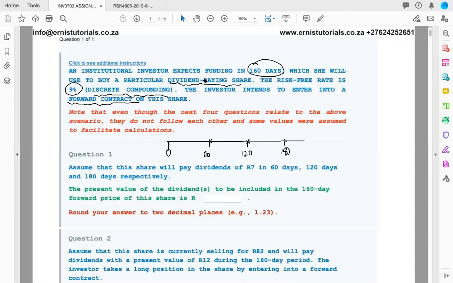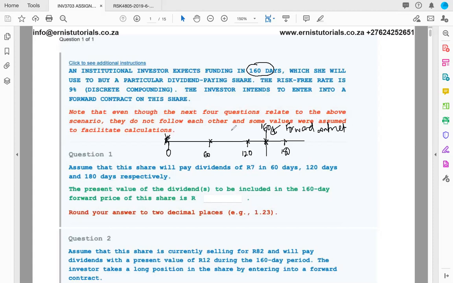And then we've also been told that we want to enter into a forward contract that expires in 160 days. Okay, so you want to buy a share in 160 days. You're expecting money in 160 days and you want to buy some shares, but you're afraid that the share price for that share will be too expensive for you to buy. So you want to lock in the price today. So you want to exercise your forward contract after 160 days. So this is where we are. We are here today. We want a forward contract that expires 160 days from now. That's when we want to buy the share.